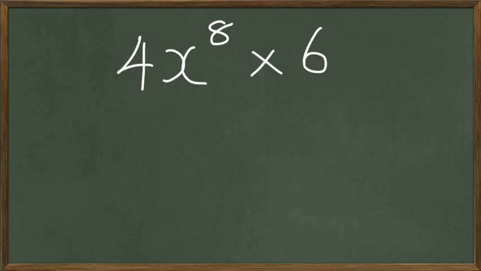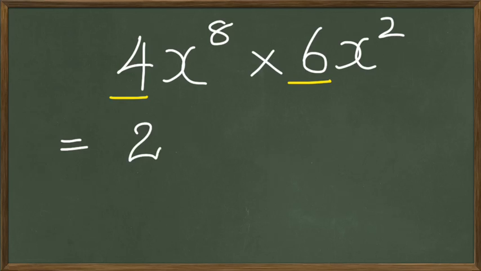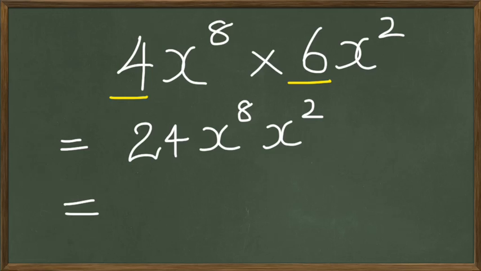Okay. Two more problems and then we're finished with the session. What about 4x to the power of 8 multiplied by 6x squared? Okay, once again, collect the numbers. 6 times 4, that's going to be 24, x to the power of 8, and then x to the power of 2. And you can get straight away 24, x to the power of, what is it? 10.